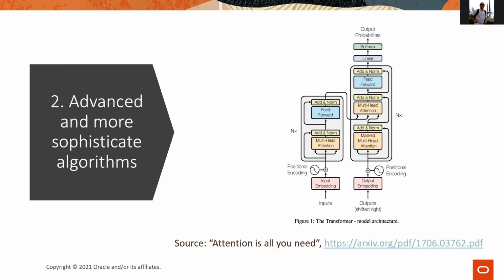This picture, taken from another famous white paper that you find online on the arXiv site, titled "Attention is All You Need," shows one of the first examples of the transformer architecture that is at the heart of the neural networks used for neural machine translation.